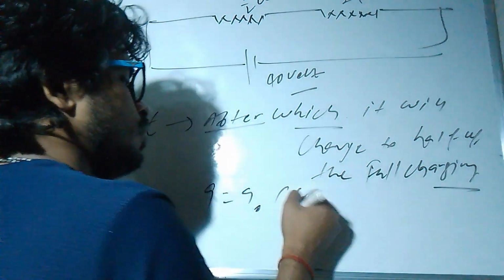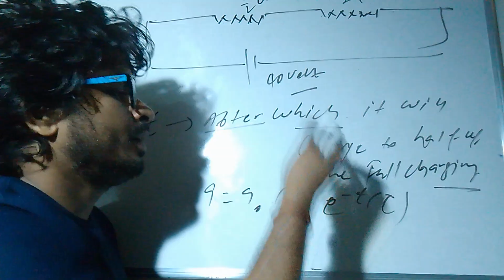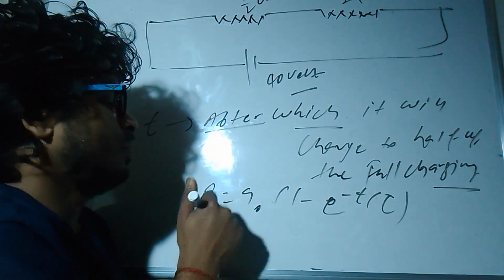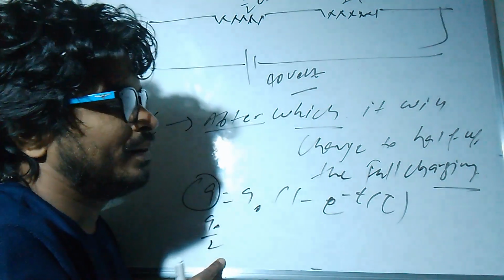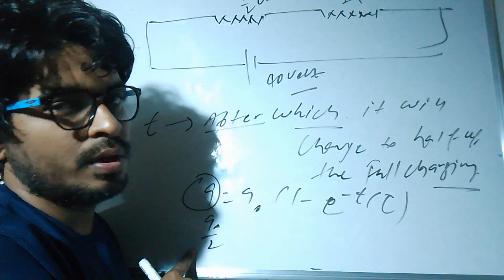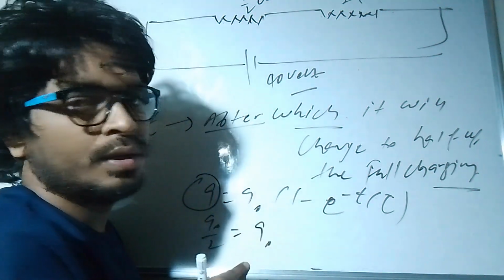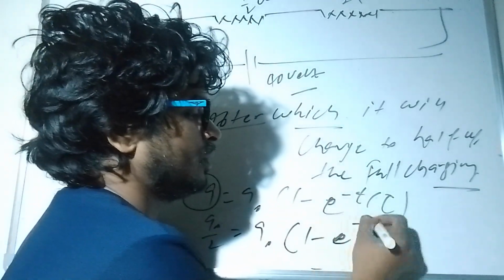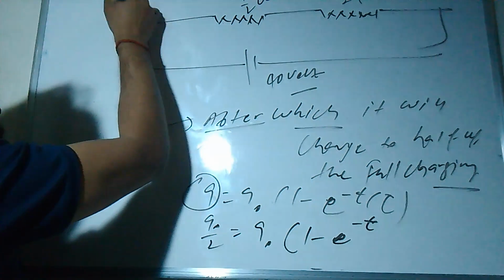Q equal to Q naught into 1 minus e to the power minus t by tau. So basically what is happening here, we need to find out when Q is going to be Q naught by 2, because we have to find out the time when it will be half charged. So Q will be Q naught by 2, equal to Q naught into 1 minus e to the power minus t by tau. What is tau here? Tau is R into C.